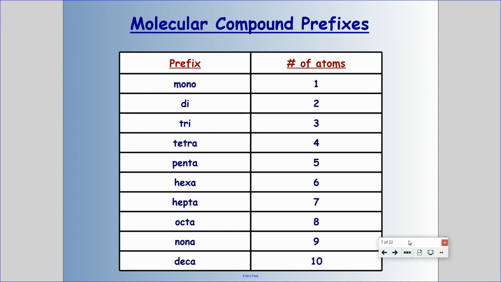So here are all the prefixes, and I will be getting you guys to do a very quick practice on these. You need to memorize these. Mono, di, tri, tetra, penta, hexa, hepta, octa, nona, deca. Okay? 1, 2, 3, 4, 5, 6, 7, 8, 9, 10.